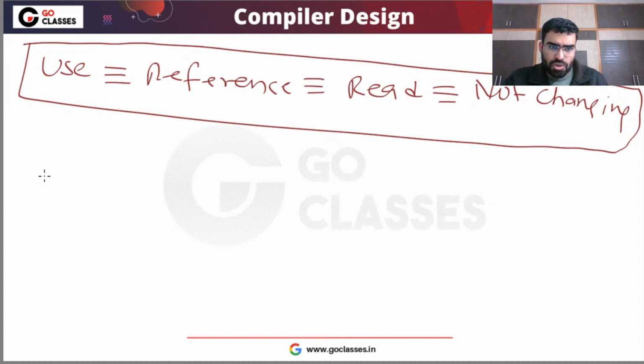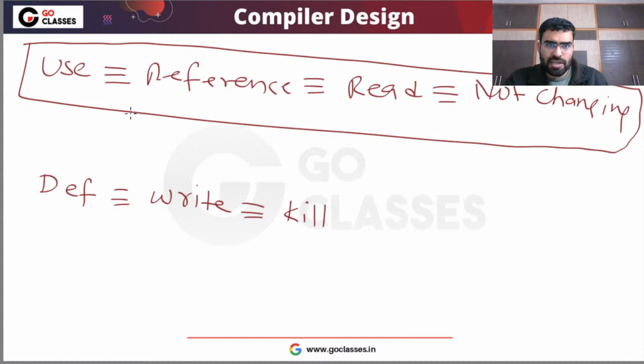And I told you, define also means write. When you write a variable, it is also called define. Some authors also call it kill. Similarly, some people call use gen. I will tell you what this means, don't worry. So these are different names. When you change the value of a variable, that is called defining a variable. Also it is called kill.